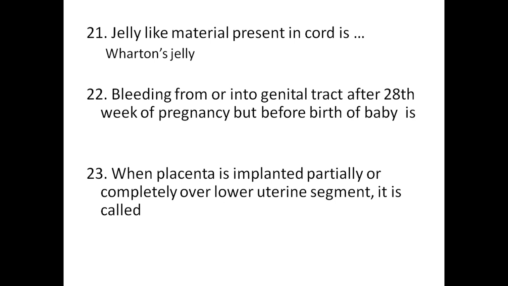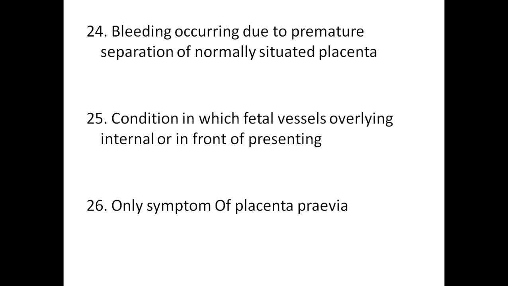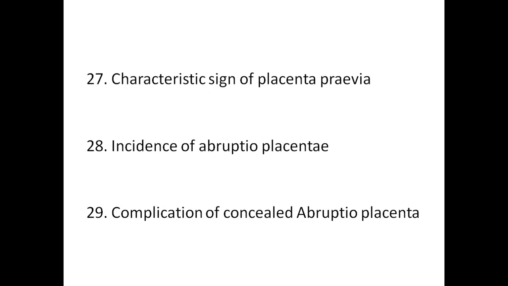The bleeding from or into the genital tract after 20th week of pregnancy but before the birth of baby is known as APH or antepartum hemorrhage. When placenta is implanted partially or completely over lower uterine segment, it is called as placenta previa. Bleeding occurring due to premature separation of normally situated placenta is abruptio placenta. Condition in which fetal vessels overlying internal os or in front of the presenting part is called as vasa previa. The only symptom of placenta previa is painless vaginal bleeding. The characteristic sign of placenta previa is Stallworthy sign.